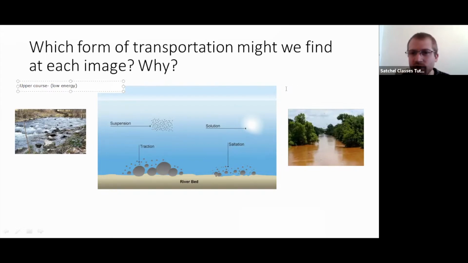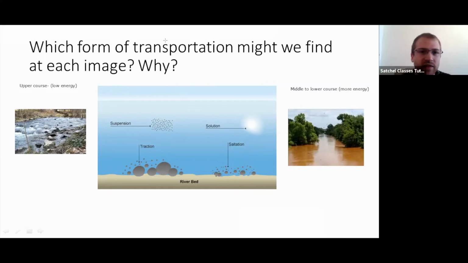If we look at our image on the right, we can see that the river looks wider, it looks deeper, we can't see any white water. It looks relatively flat as well, so we can assume that we're in the middle to lower course. Okay, so therefore we can assume that there's slightly more energy, but same again, just hold that in the back of your mind.